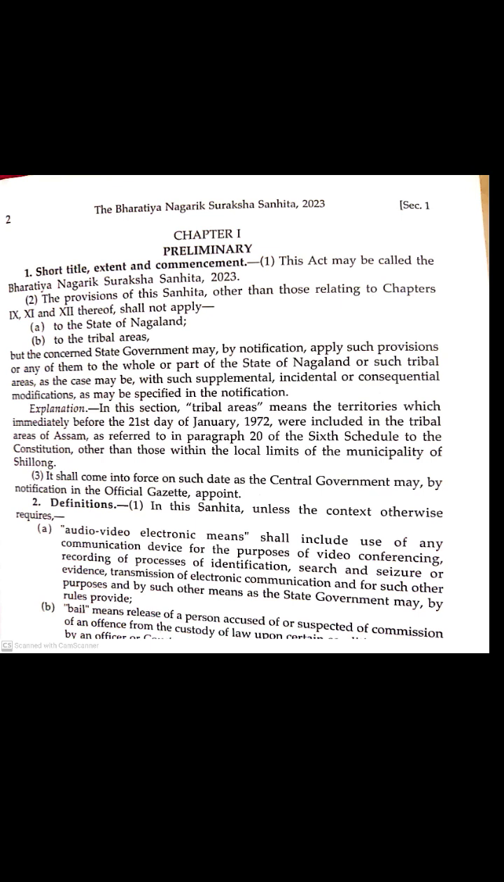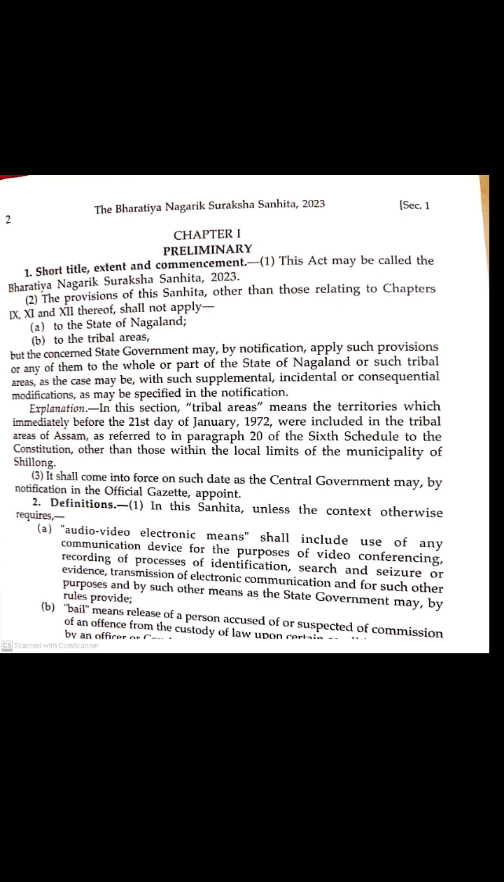3. A. To the State of Nagaland. Nagaland is one of India's states. It is in the northeastern part of India. It has a unique culture with many tribes and languages. B. Shall not apply. This means most of the rules in this law will not work in Nagaland.